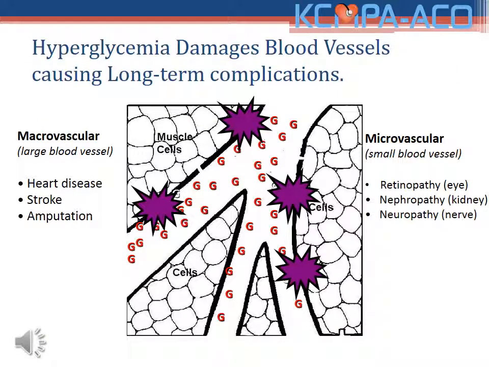Uncontrolled diabetes often leads to serious health problems. This is because high blood glucose over time can damage the blood vessels. Damage to large blood vessels may lead to macrovascular complications like heart disease, stroke, and amputations of the foot and leg. Damage to small blood vessels may lead to microvascular complications like blindness or retinopathy, kidney failure or nephropathy, and nerve damage or neuropathy.